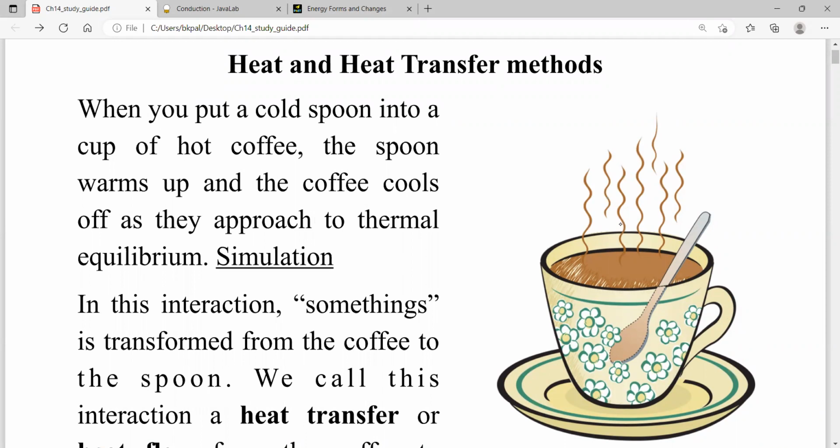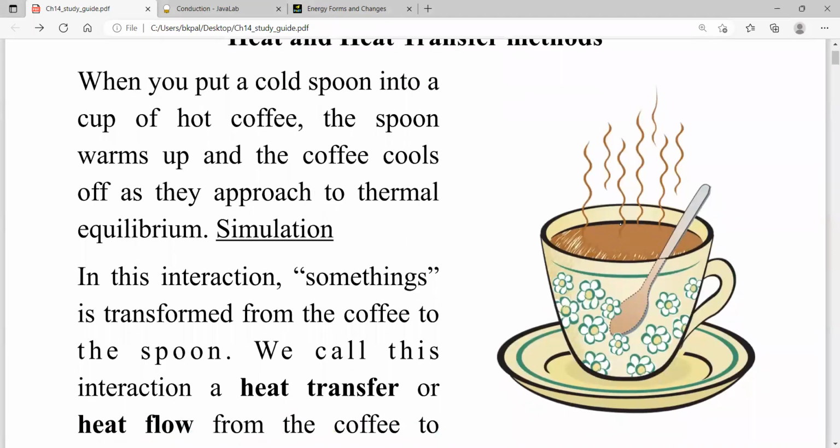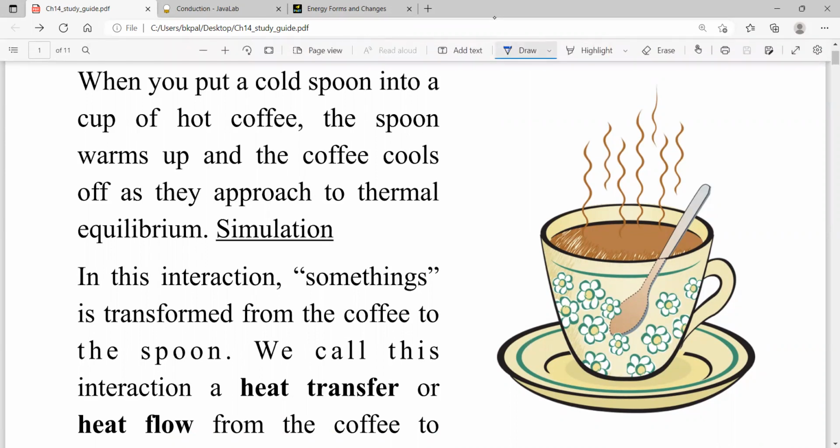So what is heat? To understand this, let's consider a hot cup of coffee and a metal spoon at room temperature. What happens if you put the metal spoon in the hot coffee? Here the spoon warms up, right? The spoon warms up and the coffee cools down.